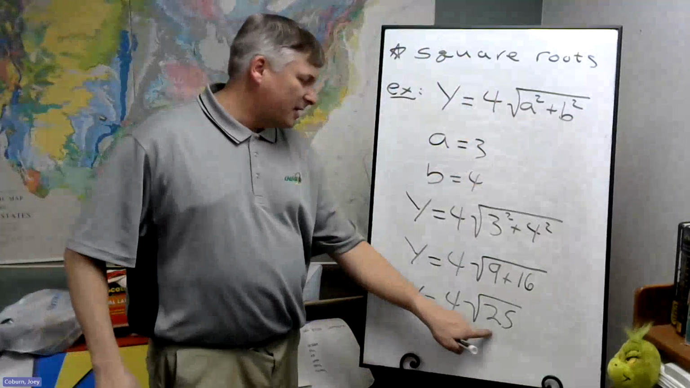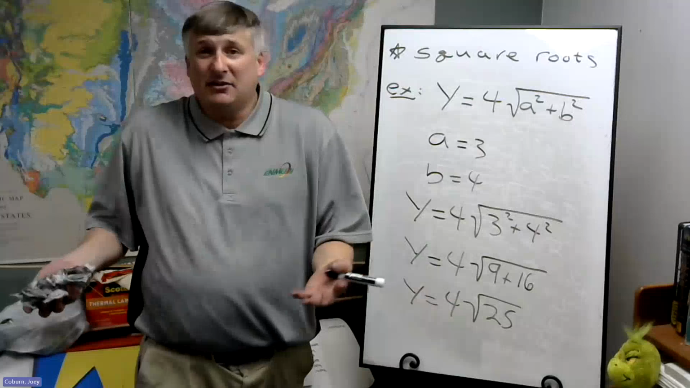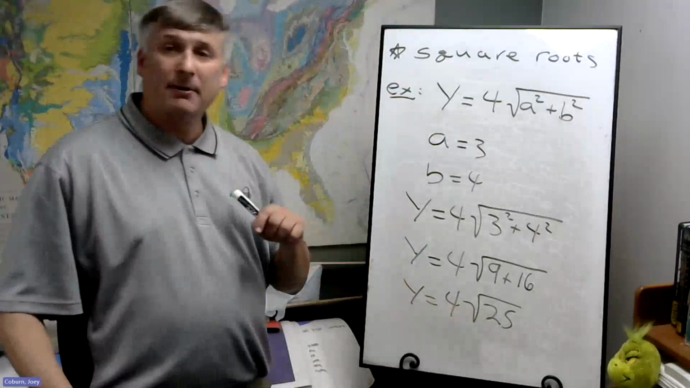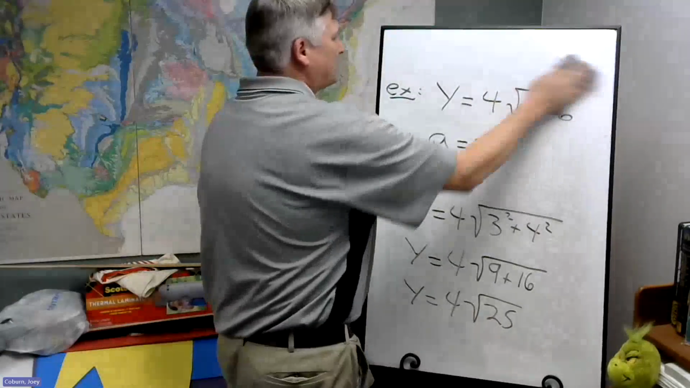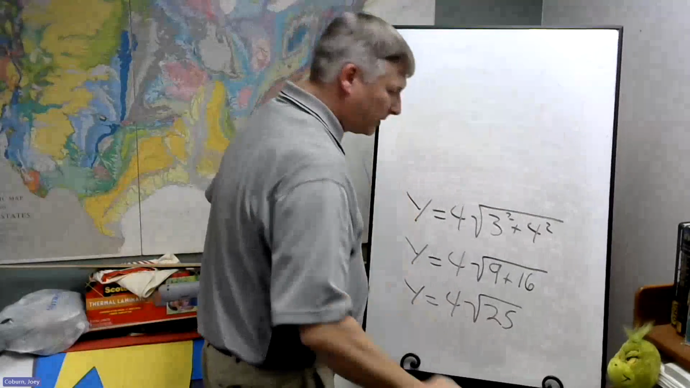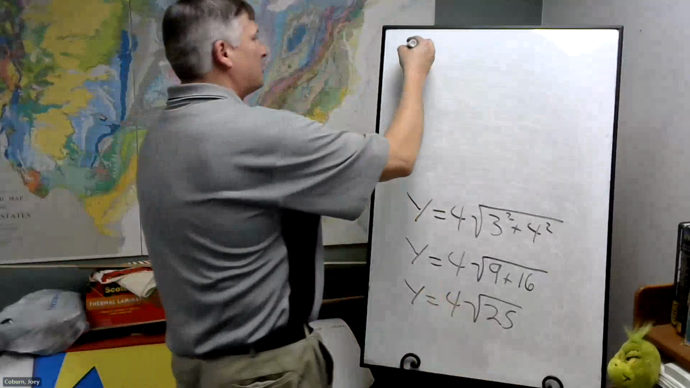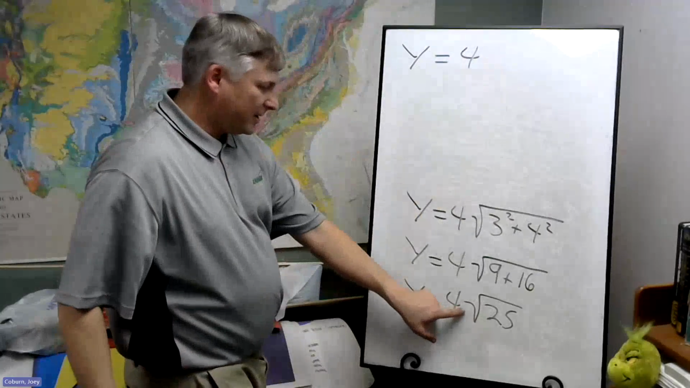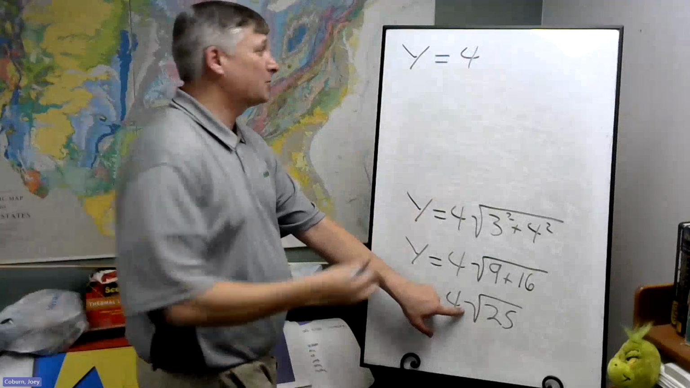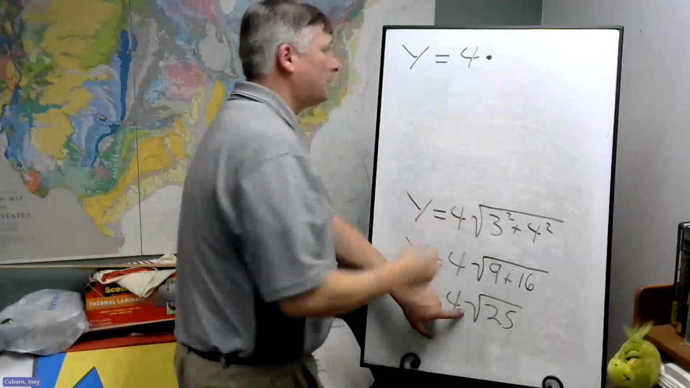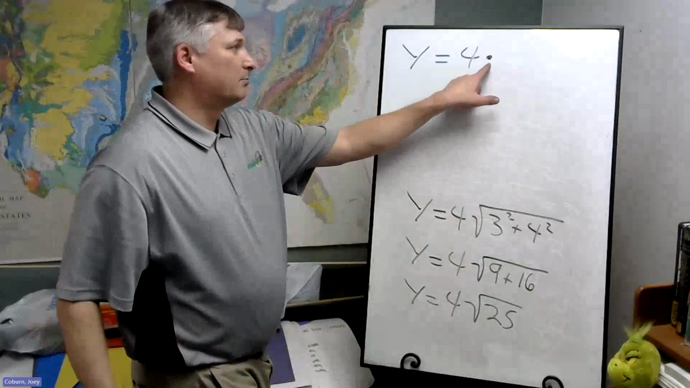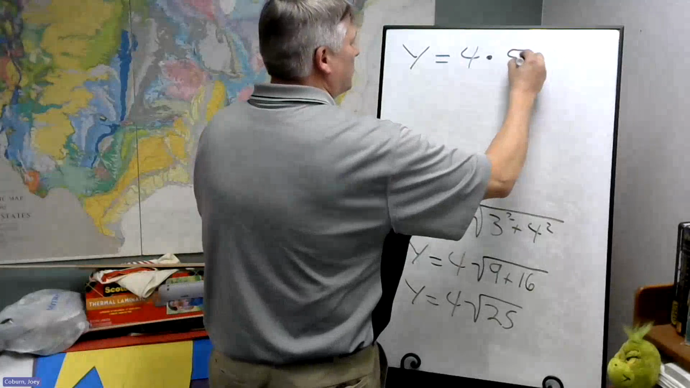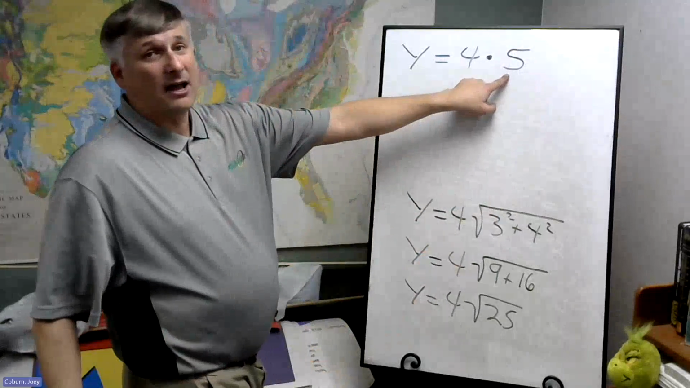Now, you could put this number into your calculator, and you might get a decimal number. That's okay. We'll just take that decimal number and multiply it by 4. But in this case, if you put square root 25 in your calculator, you're going to get 5. So remember, this is 4 times the square root. And once we compute the square root, it goes away. So we bring out that multiplication sign. Square root of 25 is 5.